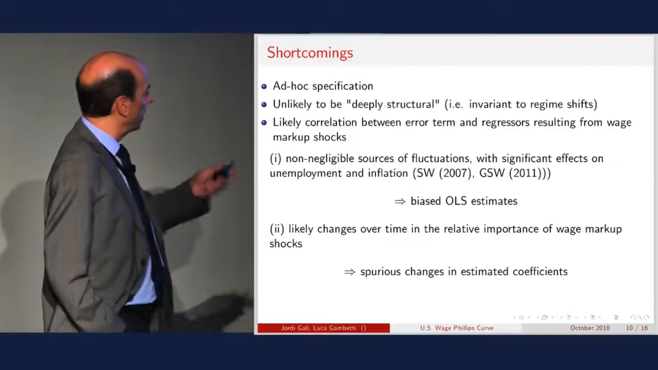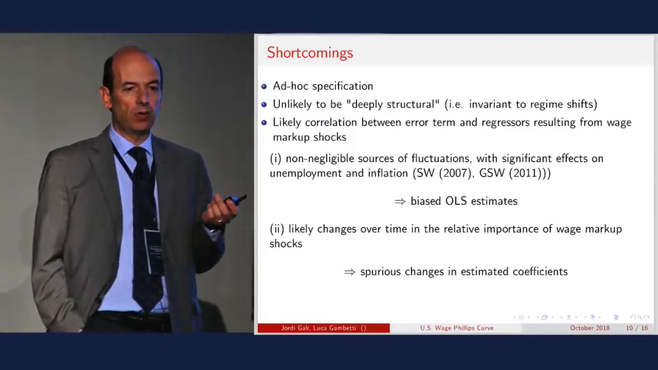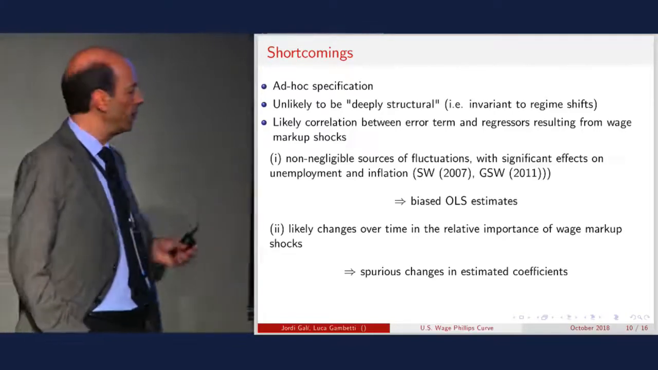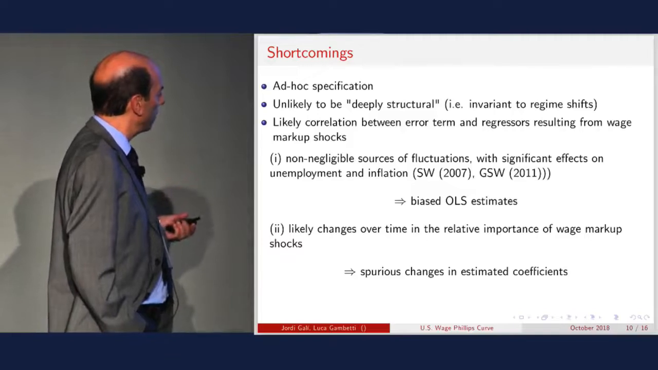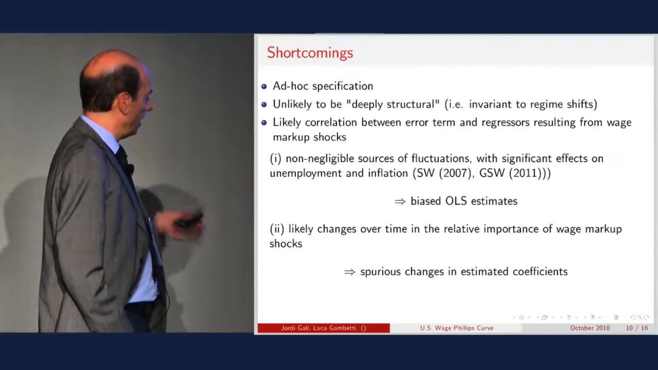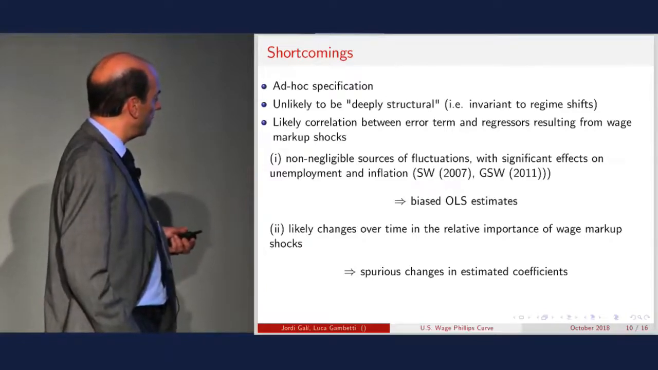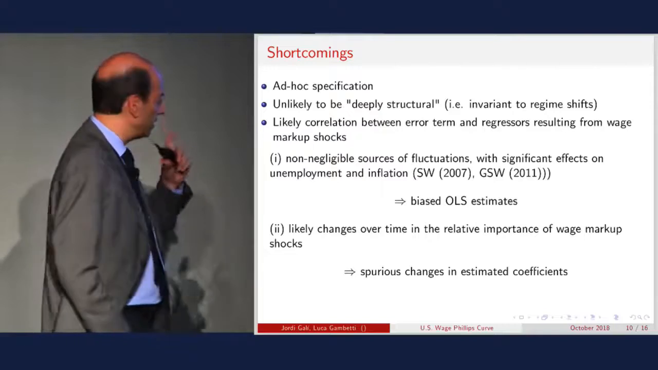Now, there is work by Smets and Wouters, and another paper of Smets and Wouters with myself, showing that those wage markup shocks are non-negligible sources of fluctuations. Okay, they are not something that we can ignore because they are tiny, but they seem to be non-negligible sources of fluctuations in both quantities and prices. And in particular, they have significant effects on unemployment and inflation. And that's what would generate this bias in all OLS estimates.